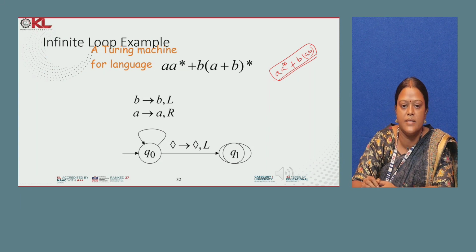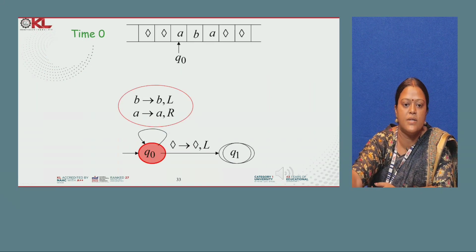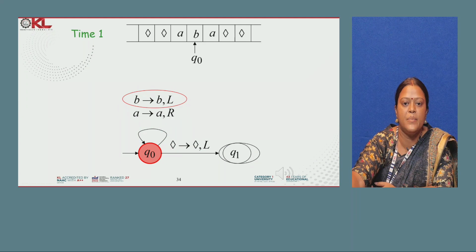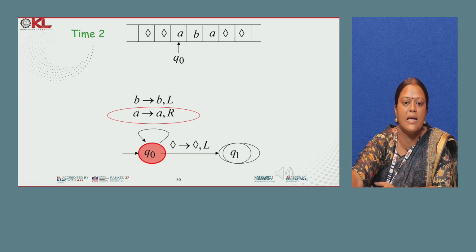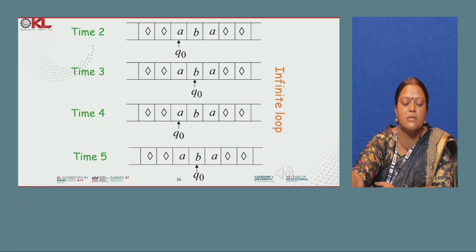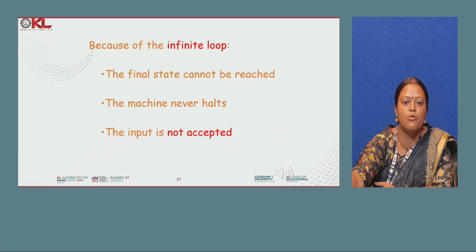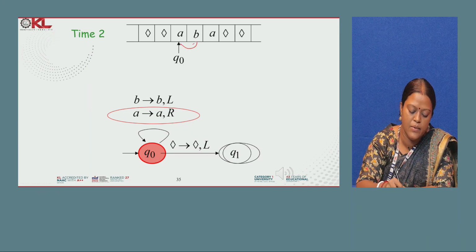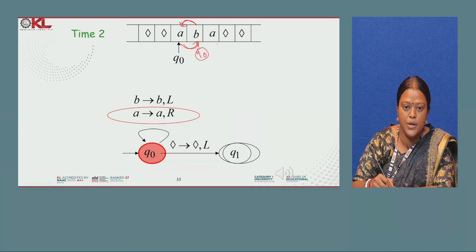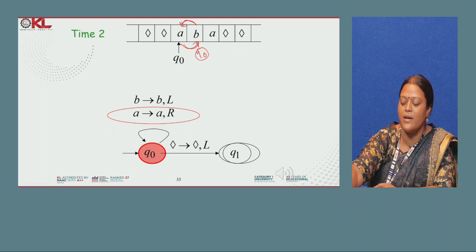But if it is wrongly designed, we can see that after a certain point, like A, B, A, we have a transition. After B we go in the left direction, and again we have A. If we go another time step, we can see again we are in a loop. Actually it is a never-ending loop, because once we go to this, we come back to this, again go to this and come back, and it is still the Q0 state. We never go to the Q1 state. So it is an example of an infinite loop.